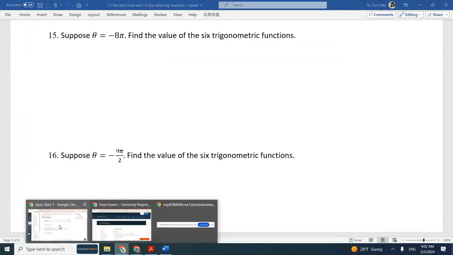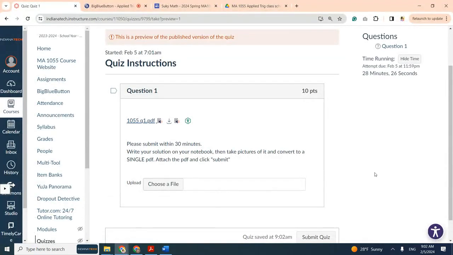By the way, for the quiz right now, my setup is unlimited attempts. I give you 30 minutes. If you need more time, okay, if you're not familiar with how to make a PDF and upload it, it's okay. You open the second attempt right away.